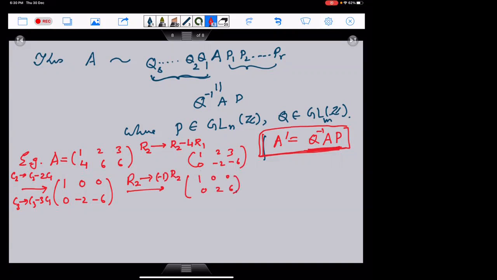And then again I apply a column operation. I just want to convert this entry into 0, so 1, 0, 0, 0, 2, 0. What is the column operation? C3 I just replace by C3 minus 3 times C2. Okay, so these are the operations.